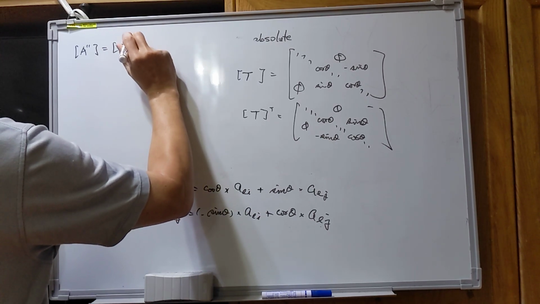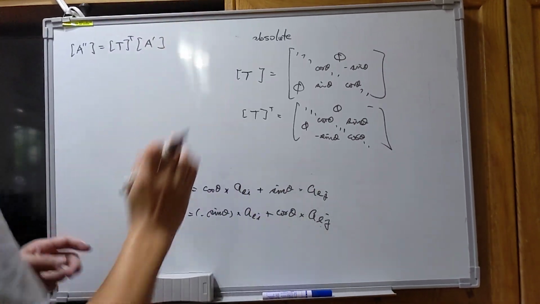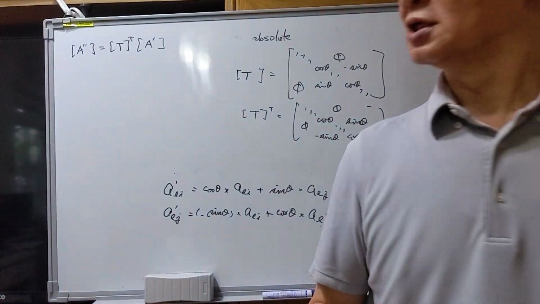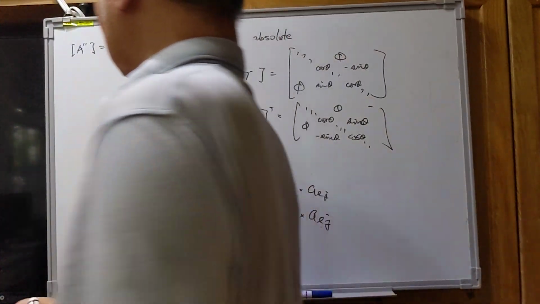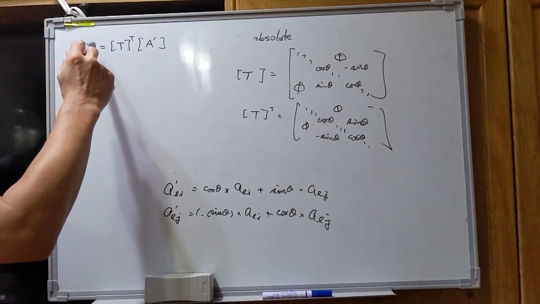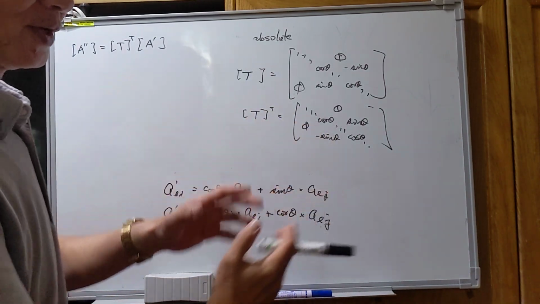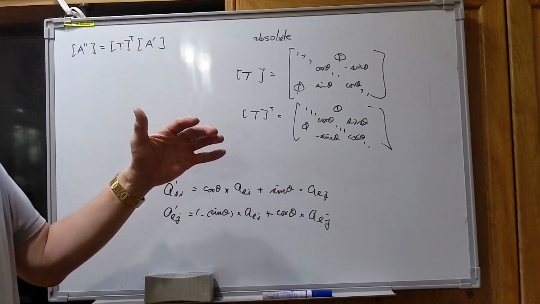T transpose times now the A prime. Remember, the A prime is A times the T matrix. And let's calculate the A double prime elements. And right now, the pre-multiplied matrix, the T transpose matrix, represents the row operations.